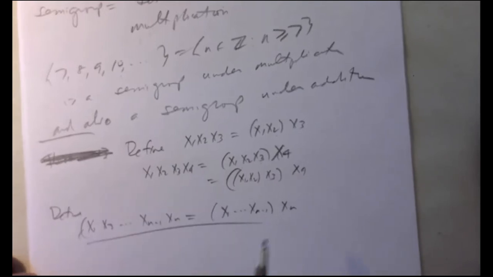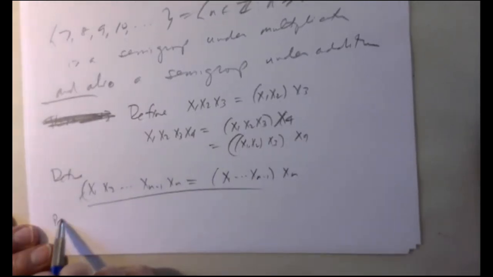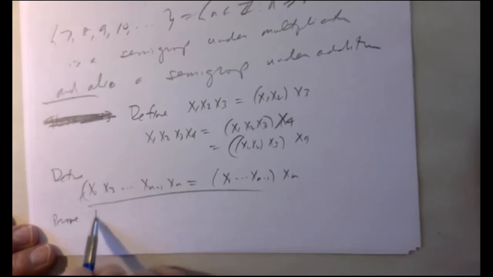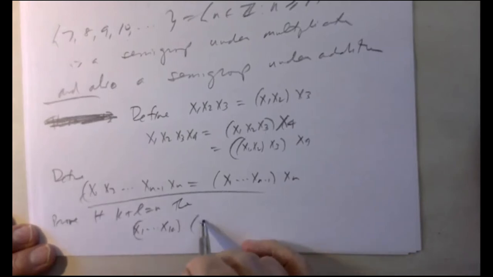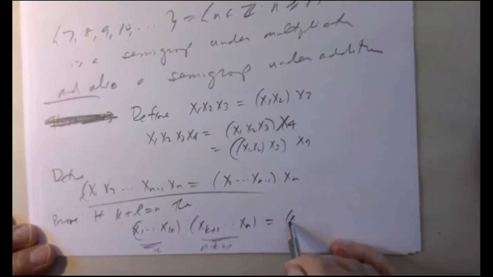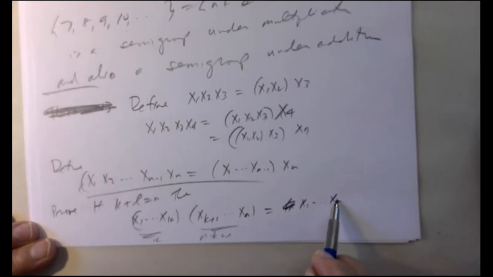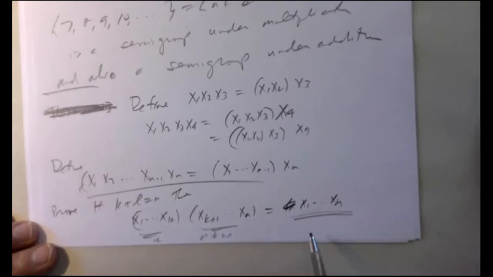That's the definition. And we want to prove that if k plus L is equal to n, and I take the product of the first k elements times the product of the next L elements, so here you have k elements, and here you have n minus k, which is L, that's the same as what I defined as the product of n elements. It's not obvious that this is true.